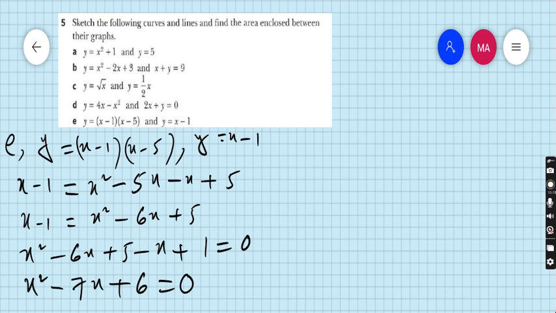This is a quadratic equation. You can easily solve this quadratic equation. I am writing directly the answer of x. The first value is 6 and the second value is 1. The answer is x is 1 and 6. And this is our limit.